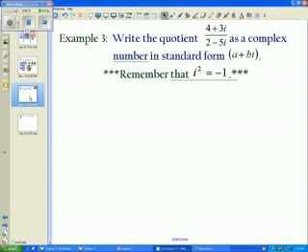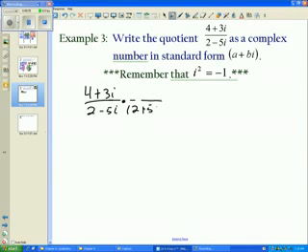So again, 4 plus 3i divided by 2 minus 5i as a complex number in standard form, a plus bi, remembering that i squared equals negative 1. So again, I start with 4 plus 3i over 2 minus 5i. I want to not have a complex number in my denominator. I want to only have real numbers. So I have to multiply by my complex conjugate, 2 plus 5i, to top and bottom.